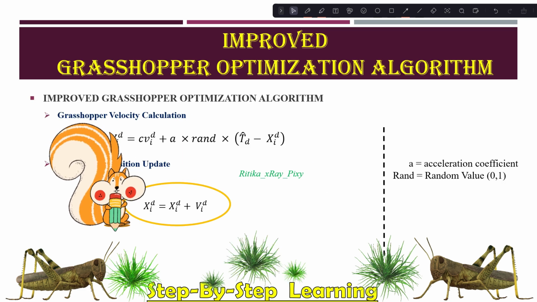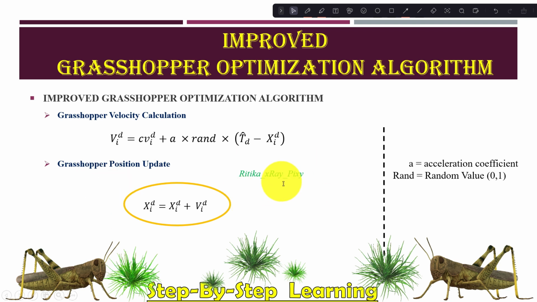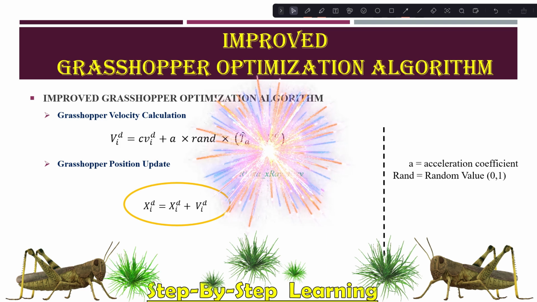So that's all about this video. In improved GOA, gravity force is considered and the final position is updated using gravity force, and in basic GOA gravity force is not considered. So that's the difference.